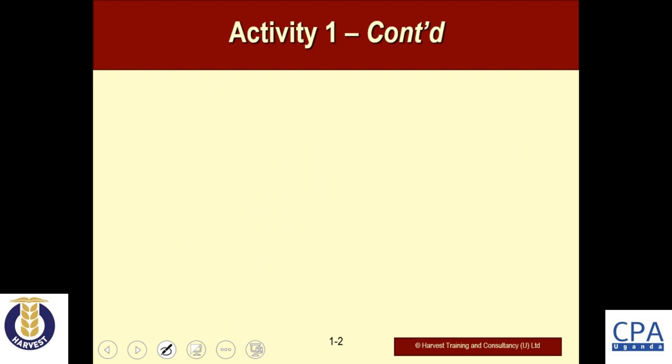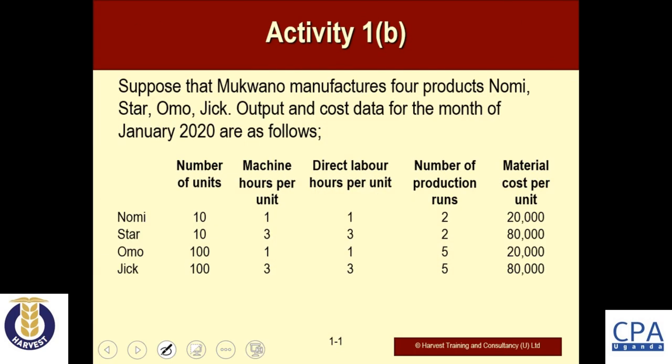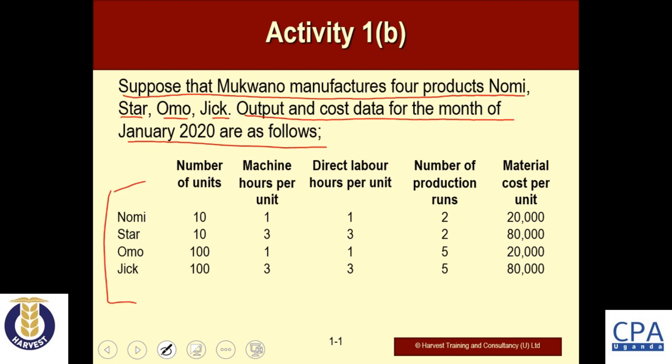In this activity, we have a company, Mukwano Limited, which manufactures two products, Nomi Star and Omo Jik, and the output and cost data for the month of January 2020 was given in this very nice table here. They gave us the number of units produced in January 2020, the machine hours, the direct labor hours per unit, the number of production runs for the month, and the material cost per unit for each of the products.